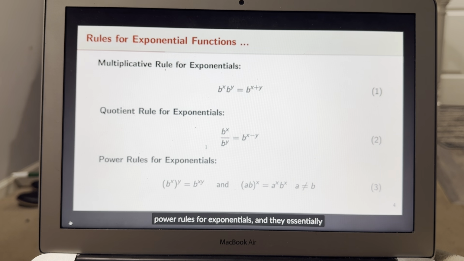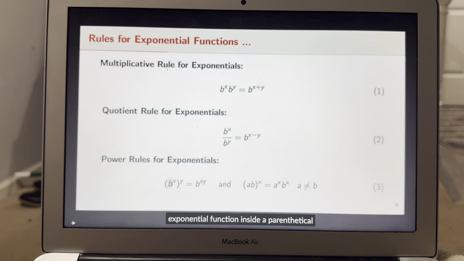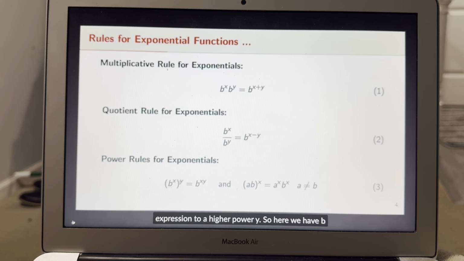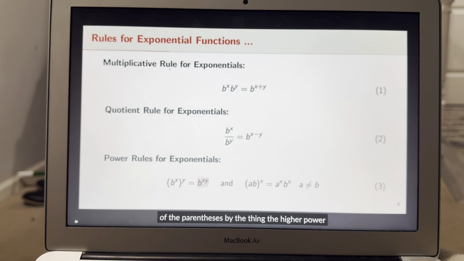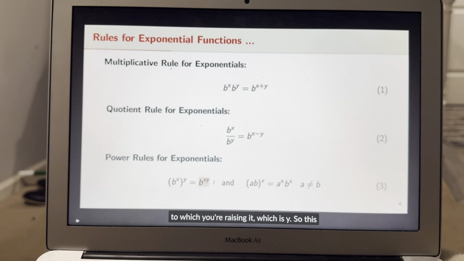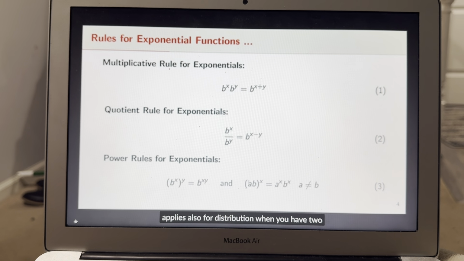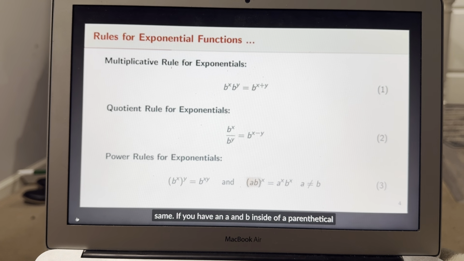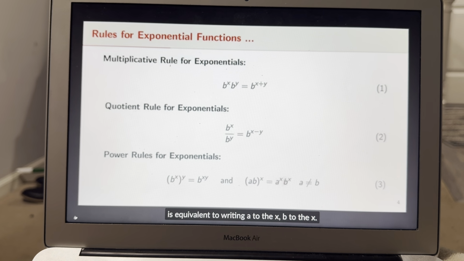Finally, there are power rules for exponentials, and they essentially tell you how to deal with raising the exponential function inside a parenthetical expression to a higher power y. So here we have b to the x being raised to a higher power y. Well, you just multiply the exponent on the base inside of the parentheses by the higher power to which you're raising it, which is y. So this applies also for distribution when you have two separate bases. So suppose a and b are not the same. If you have a times b inside of a parenthetical, you're raising both of those to the x. This is equivalent to writing a to the x, b to the x.